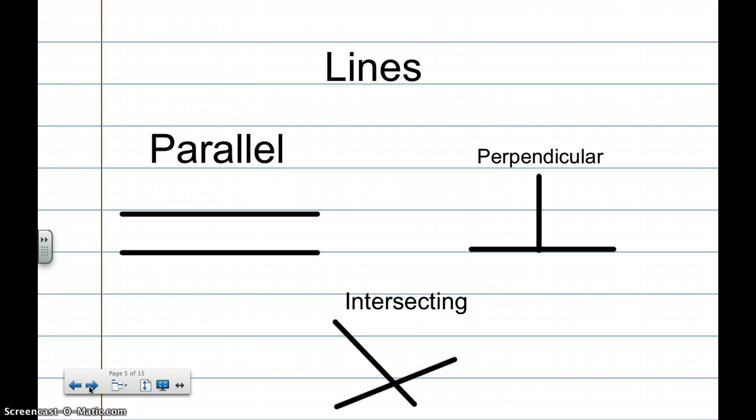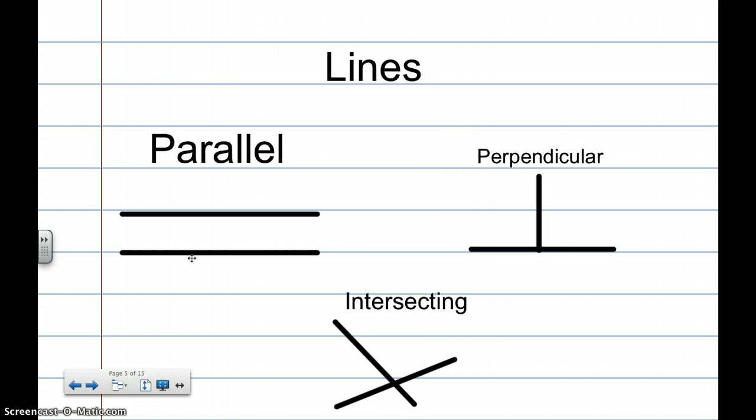Let's talk about lines. Parallel lines are like a set of railroad tracks. Railroad tracks are never going to cross. So the train sits on the railroad tracks and it rides along and they are parallel. They will never cross because the train's wheels can't cross.